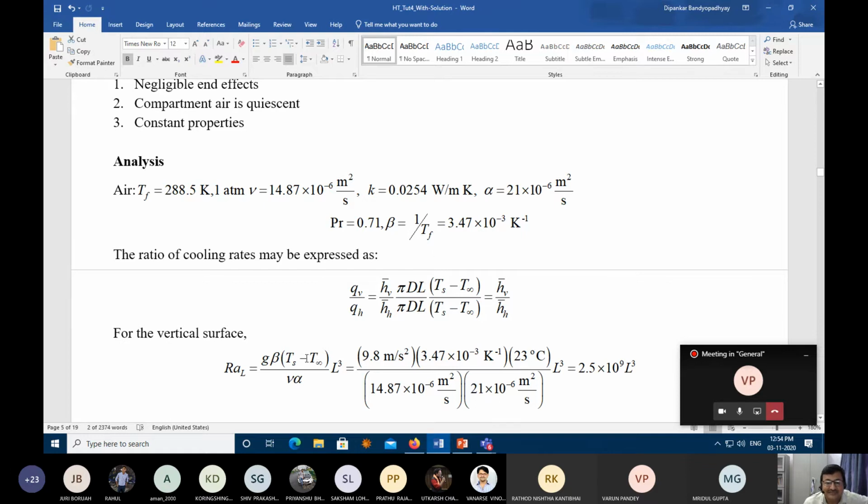Now Ts minus T infinity is given to you. T infinity is the ambient temperature. Ts is the temperature at the surface. L cube you know already. Nu and alpha, alpha is the thermal diffusivity, right? Nu into alpha. So how much will be the Rayleigh number? Can anybody obtain the Rayleigh number?